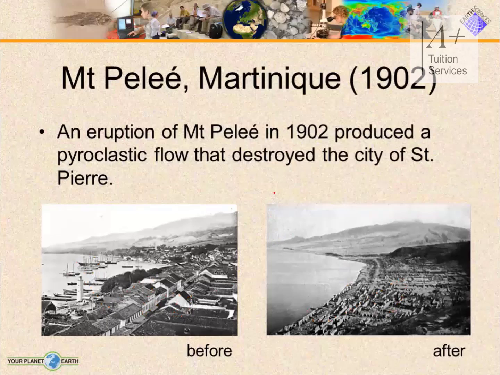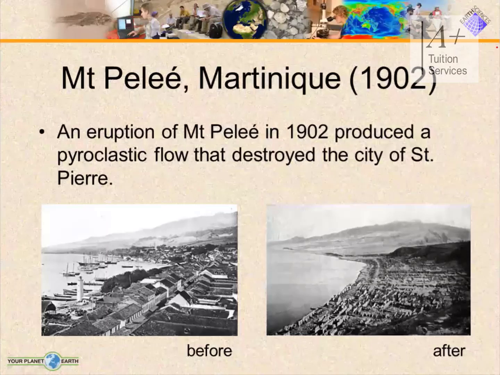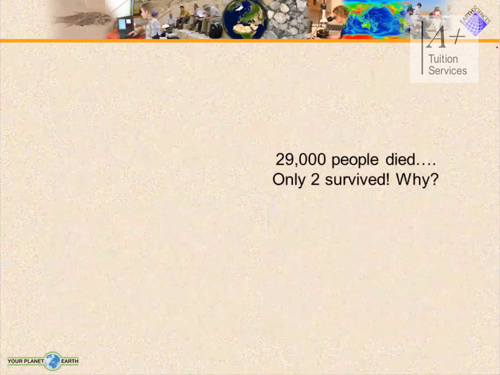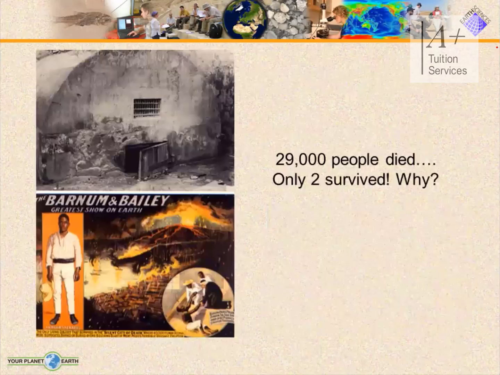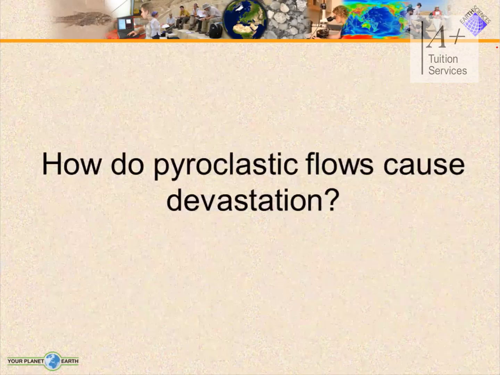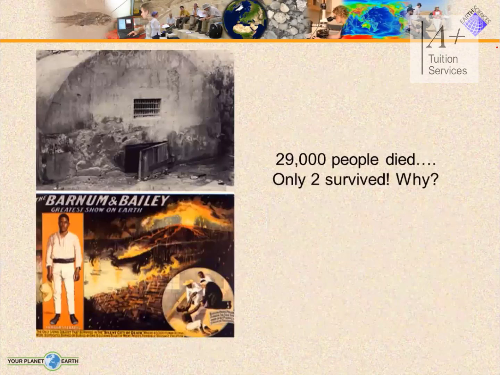An eruption of Mont Pelée in 1902 produced a pyroclastic flow that destroyed the city of Saint-Pierre. So the eruption in Martinique in 1902 was very catastrophic. It destroyed the entire landmass as we see it. 29,000 people died and only 2 survived. Why? Why do you think this is so? Why do you think people lived?